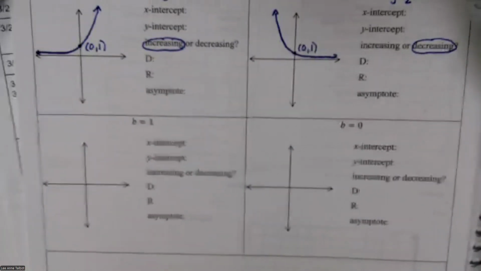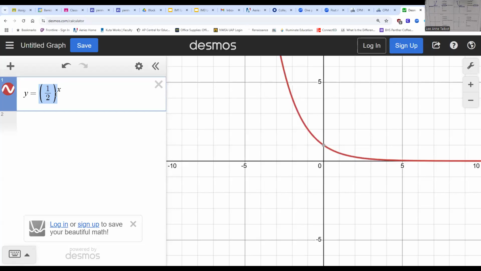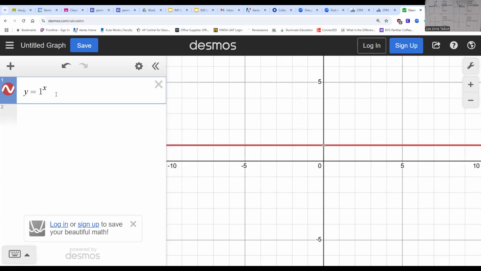Okay, now the next two are weird. Is 1 first? Yeah, okay. So 1 to the x looks like this. It's a line. And it also goes through (0, 1). But if you think about it, it makes sense because 1 to the 1 is 1, 1 to the 2 is 1, 1 to the 3 is 1, 1 to the 4 is 1, 1 to the 962 million is 1. So we're going to come back to our picture.